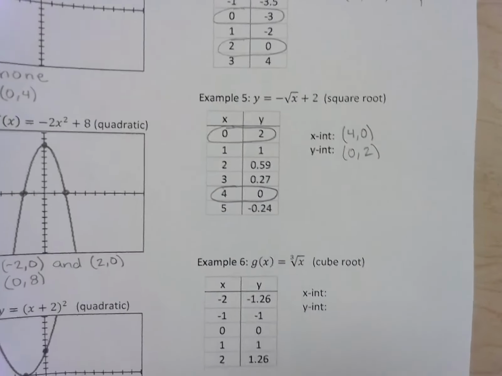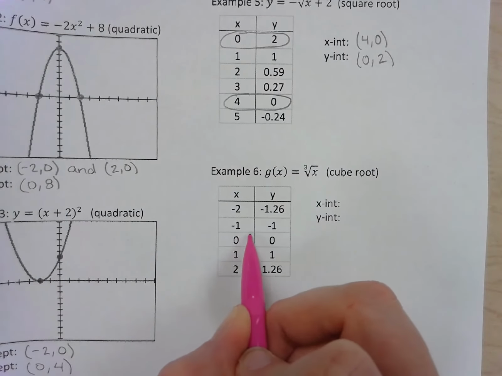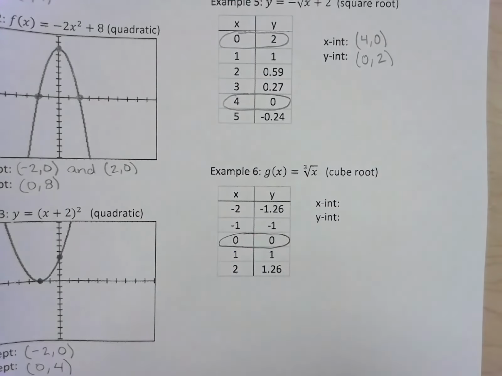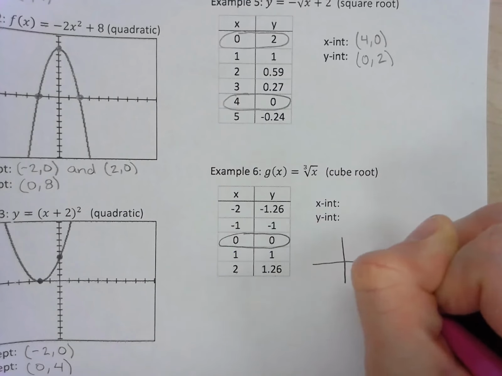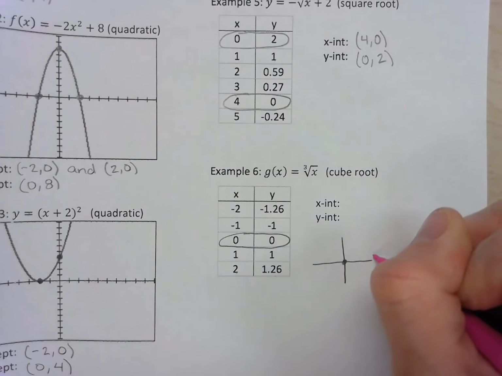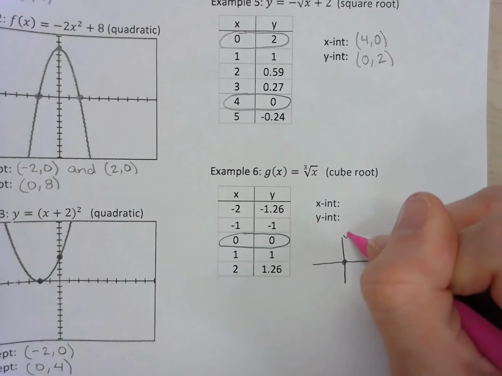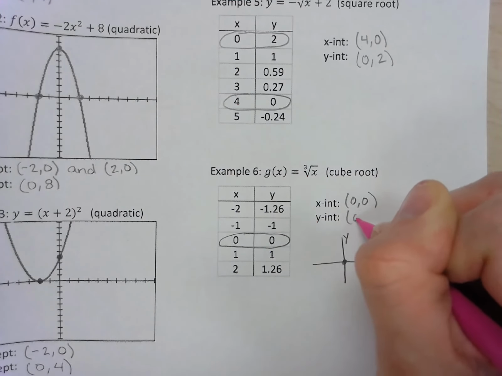The last example, example 6, a cube root function, we only see one point at 0, 0. But that is going to be both the x-intercept and the y-intercept. If you imagine the origin on the graph, 0, 0 passes through both the x-axis and the y-axis. So it's going to be your x-intercept and your y-intercept.